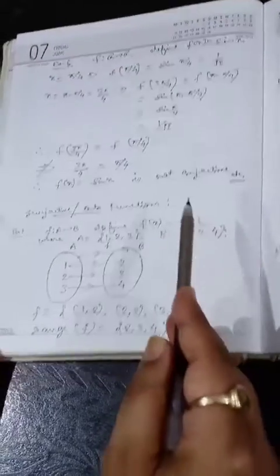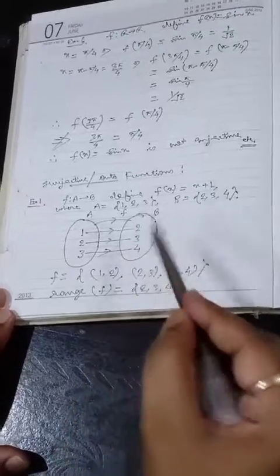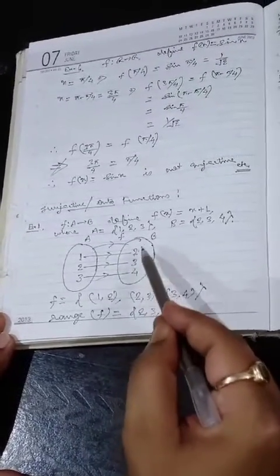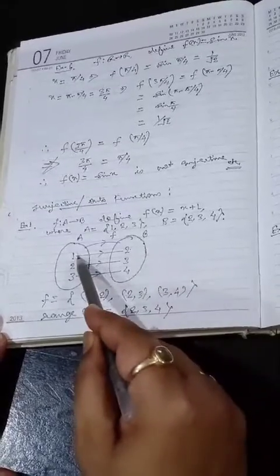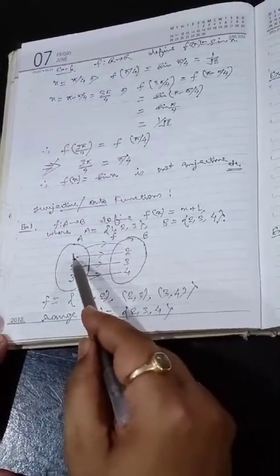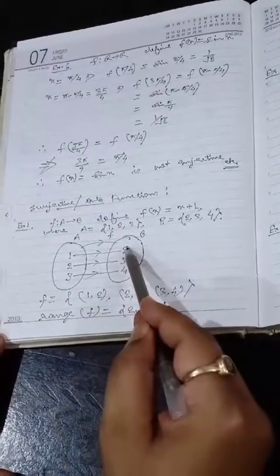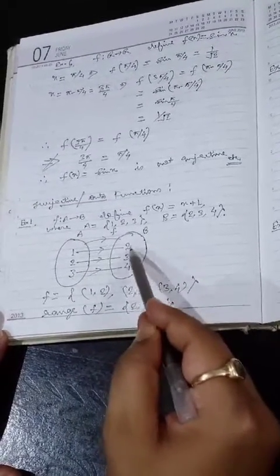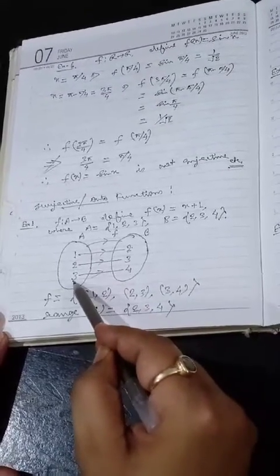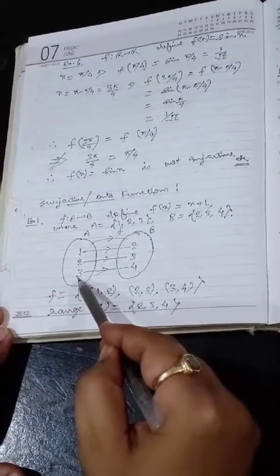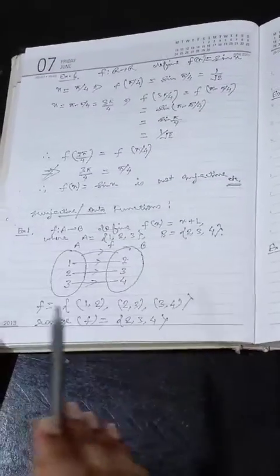So here, according to this mapping diagram, we are observing that every element of the codomain B of the function is associated with the elements in the domain of the function. So since every element of the codomain of the function is associated with the members of the domain of the function, therefore this function must be an onto function or surjective function.